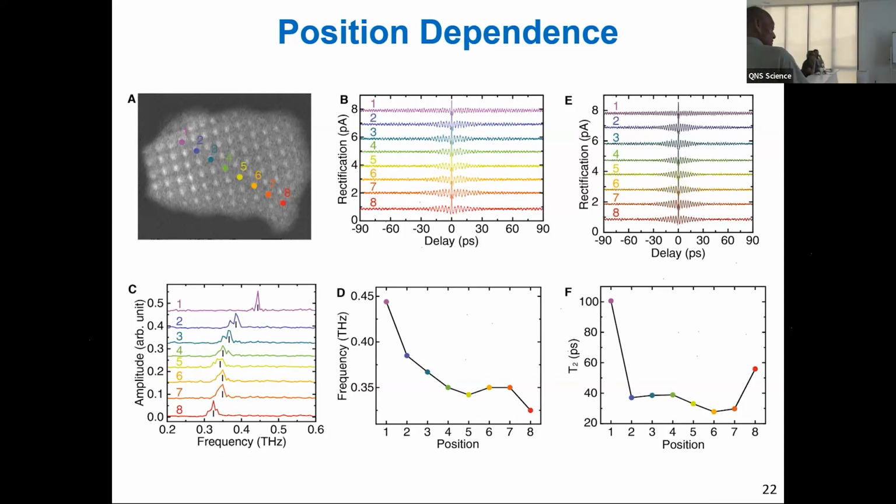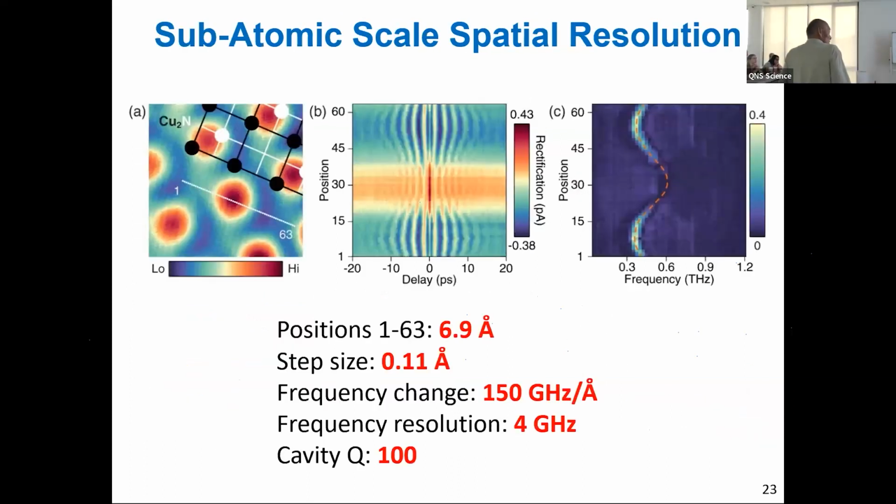And so if you go to the frequency domain, you can see how the shift goes from about 0.32 terahertz all the way to like 0.45 terahertz. You can also measure the T2 at these different positions, and it ranges from 100 picoseconds down to about 30 picoseconds. Okay, so that's the T2 decay time. Great, because the spatial sensitivity is quite pretty good.